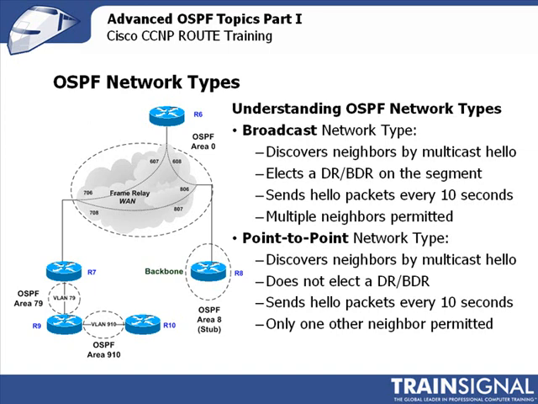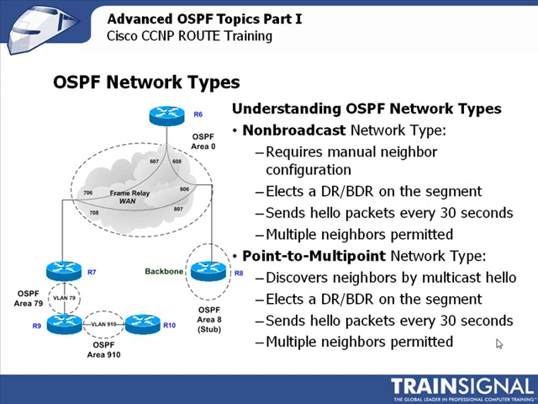Next, there are point-to-point network types. This still discovers neighbors by multicast hello. It does not require a designated router or backup designated router. If you do the show ip ospf neighbors, you will see FULL/ and then nothing, because that's a point-to-point network. There is no DR and BDR required. It sends hello packets every 10 seconds, and only one other neighbor is permitted on that segment. If you only have 2 neighbors, for example, on a VLAN, you can use the point-to-point network. It's not the physical topology. There's certain things that are by default, but you can use this. I've used it in a number of labs as well.